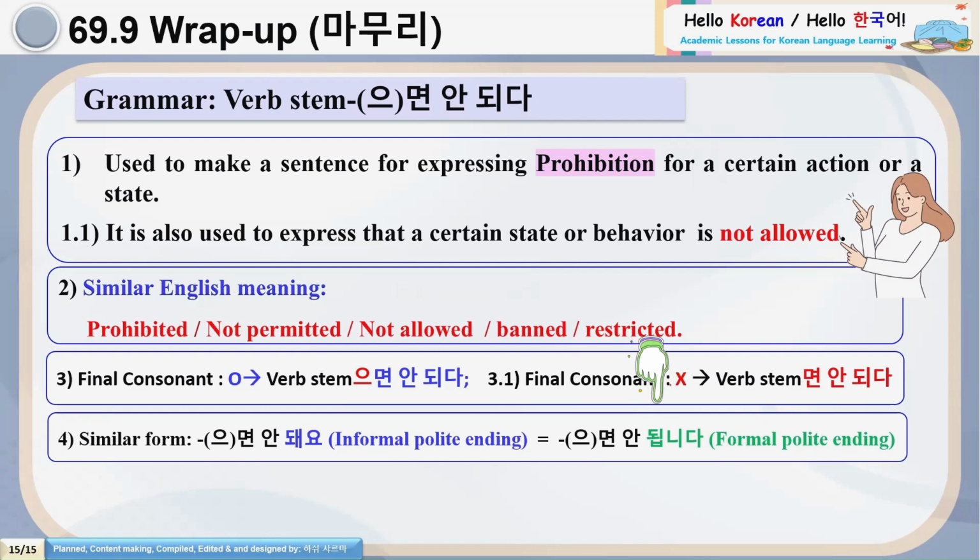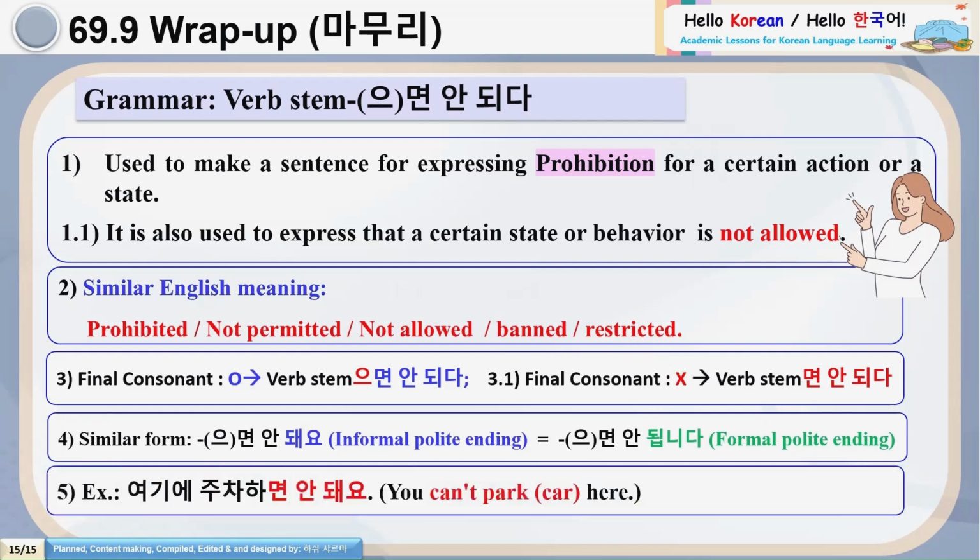And please memorize this sentence forever. Yogi e juchcha-myeon and dweo. You cannot park your car here. So repeat with me once again. Say yogi e juchcha-myeon and dweo. 잘했어요, 여러분. 감사합니다.